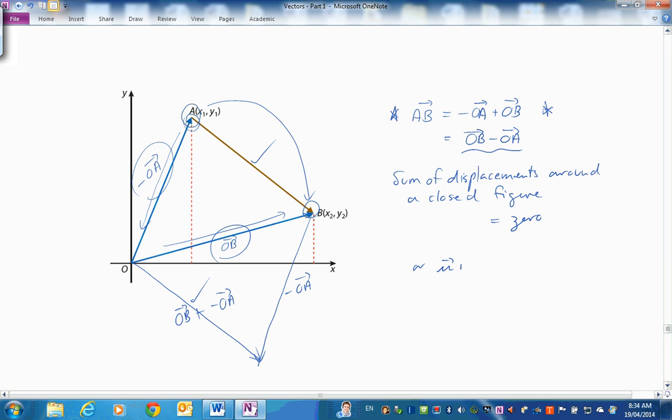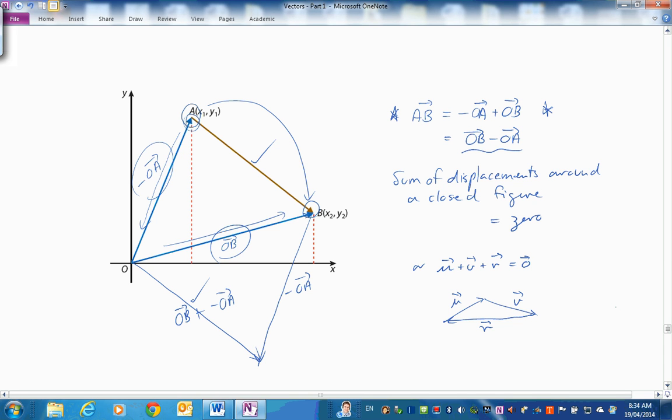If you're saying u plus v plus r form a triangle, the sum of those displacements would be the zero vector, zero displacement. When you have something like this, for example, u plus v and then r takes you back here, we would say u plus v plus r is zero.